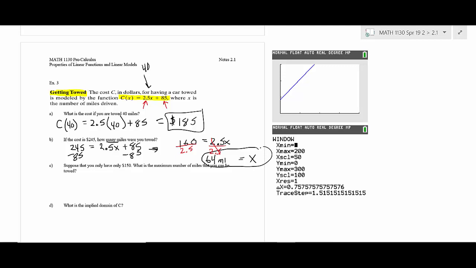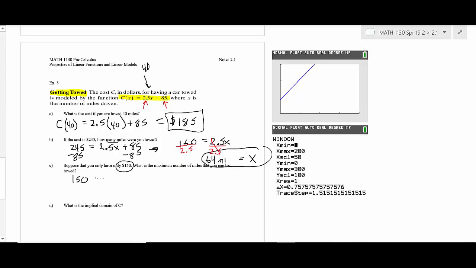Okay, the next question says, you have $150. That's all you've got in your budget. It says, what is the maximum number of miles that you can be towed? Well, what would you do? Yeah, you plug the 150 in for cost, right? And then it would tell you how far you can drive your truck. So you do the same thing we did on the last problem, essentially.